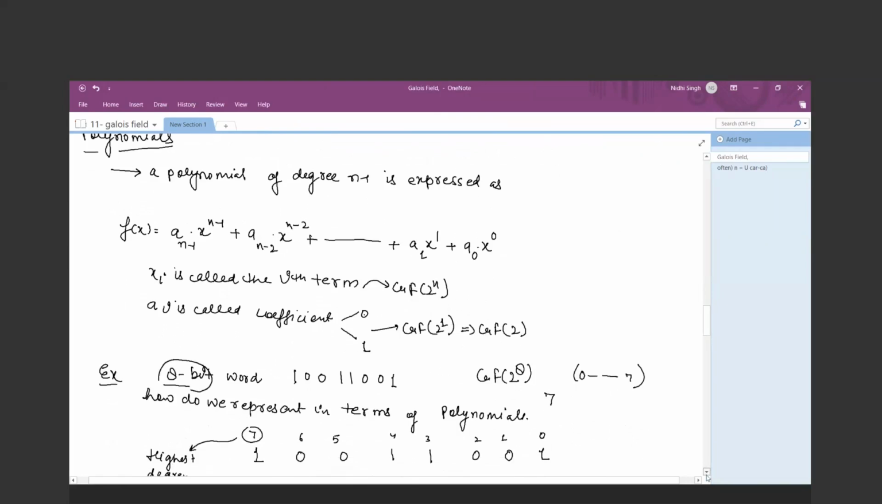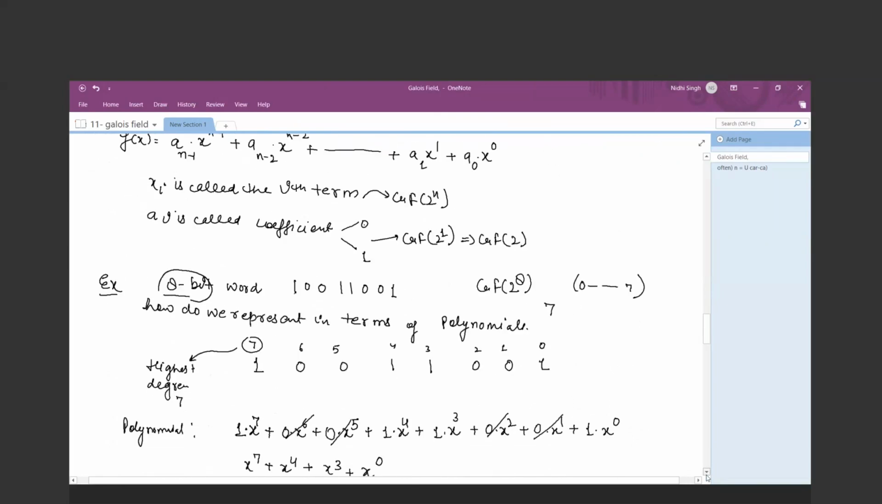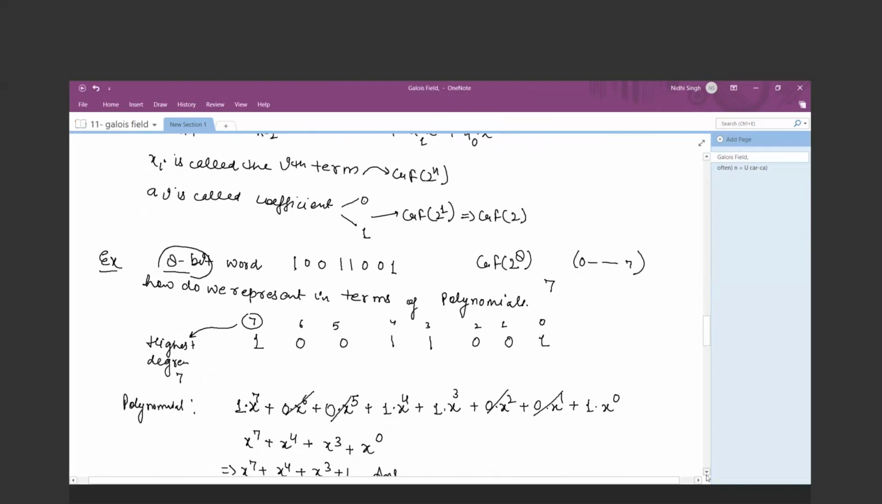So this is one of the examples, where we have an 8-bit word that we have to represent in terms of a polynomial. The meaning of 8-bit word is that we have the highest power, that is 7. So from 0, 1, 2, 3, 4, 5, 6, 7, we have to align all of the bits: 1, 0, 0, 1, 1, 0, 0, 1.